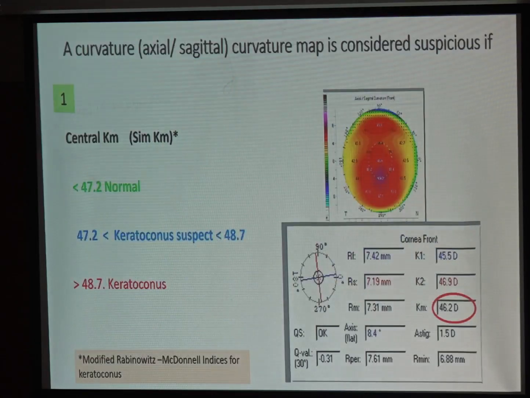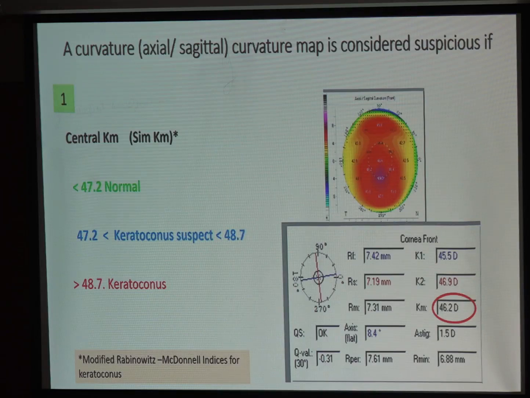So I'll break each of these maps into the different patterns, because we're talking about what is abnormal. So we looked at the central values, the sim K. You saw on the left hand of the map, the K1, K2 and the K mean are given. These are the derived values, the same which you get in, let's say, the IOL Master, the simulated K readings. These are the K readings from the central 3.2 millimeters of the cornea.